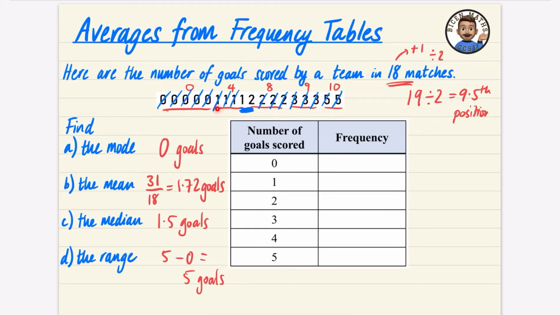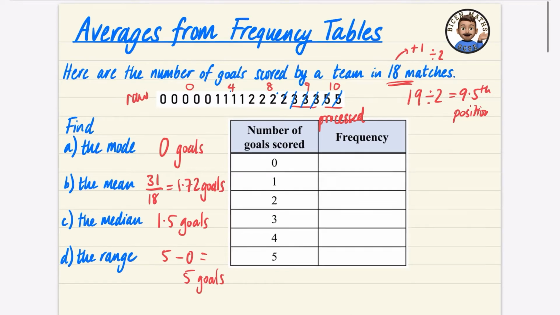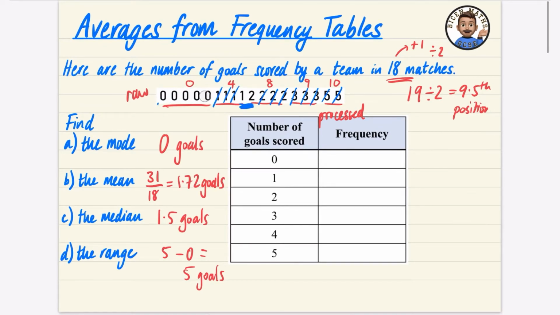So this data is what I call the raw data. And then when you put it in a table, it becomes your processed data. So first of all, we're going to say what the frequency is. How many zeros were there in our original list? I'll get most of this out of the way so we can actually see the numbers that we've got going on.